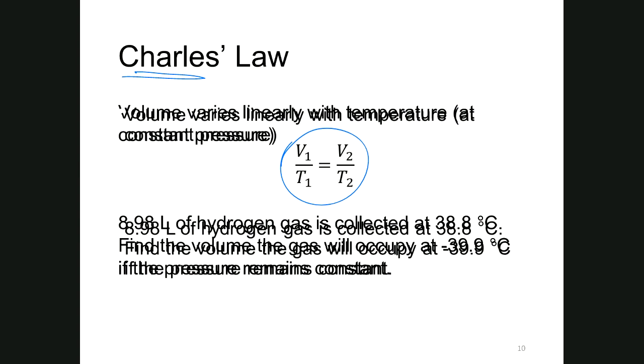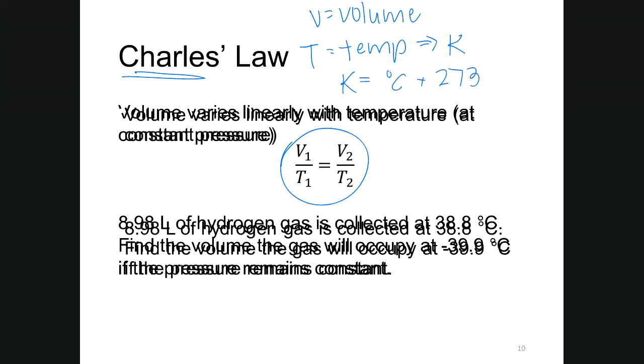So here we're comparing V, which is still volume, and volume again can still be in any unit. And then we have T, which represents our temperature. But temperature specifically has to be in the unit Kelvin. So as a reminder, to go to Kelvin, Kelvin is equal to our degrees C plus 273 or 273.15, whichever way you want to do it. So just bear that in mind.